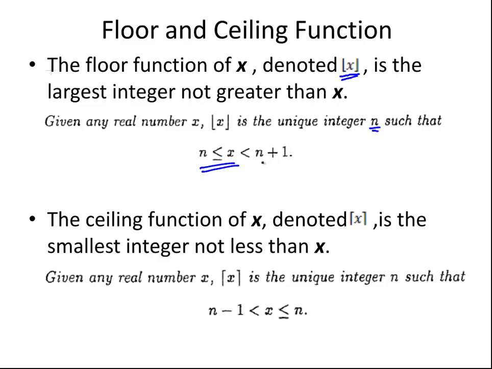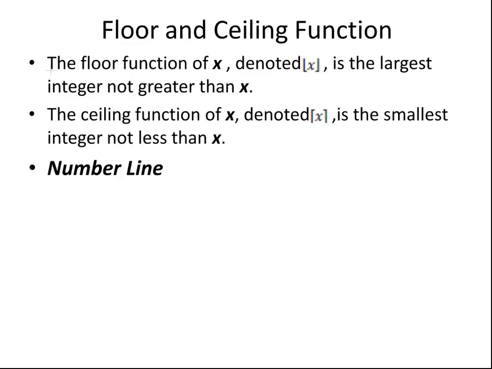The ceiling function of x, which we'll denote there, again in square brackets, this time with the bottom part missing, is the smallest integer not less than x. So, given any real number x, the ceiling function is a unique integer n such that x is less than or equal to n. So n is an integer. So for floor and ceiling functions, the outcomes are integers.